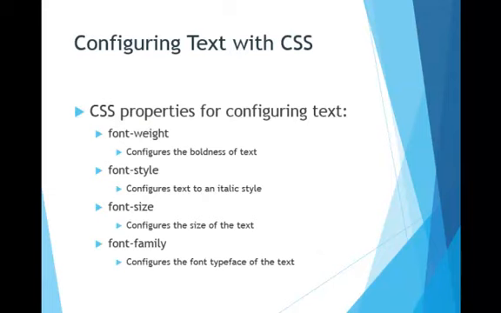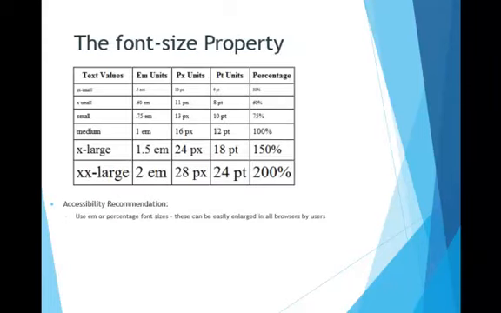So there's CSS properties for configuring text. We can do things such as weight, which is basically going to be how bold the text is. Style will change it to italics. Size will give you the size of the text, and family will configure the font typeface of the text. So here's some examples of what the font size property looks like.